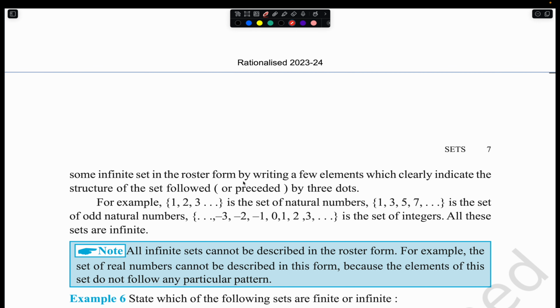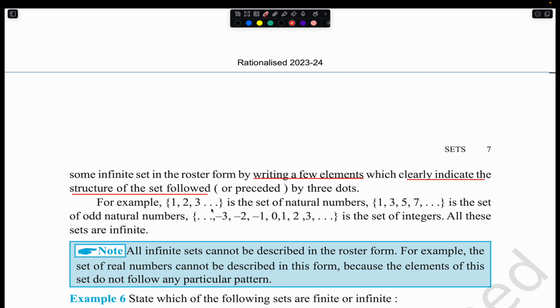So that means an infinite set, if you want to write it in roster form, you will write the first few elements of the set. And by writing these elements, if you are able to clearly indicate the structure of the set to be followed, right? So if a pattern or a sort of rule is established through which you will be able to identify the next elements, then what we do is we write the first few elements followed by 3 dots. This is how we represent an infinite set in roster form.